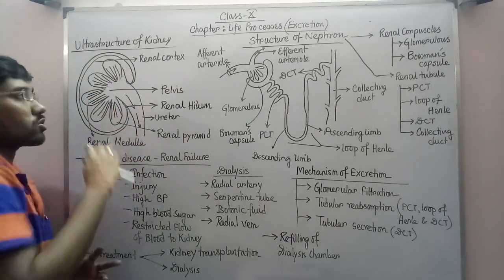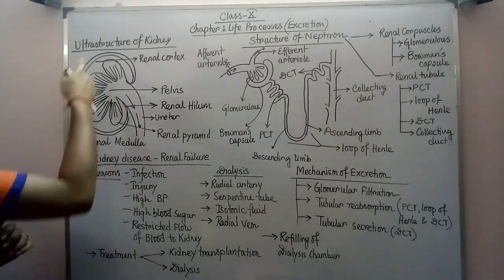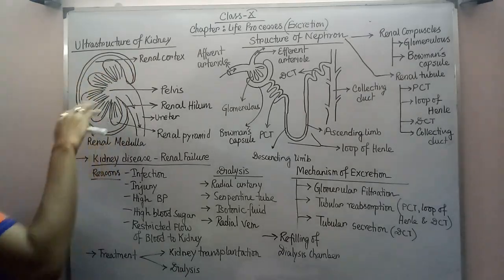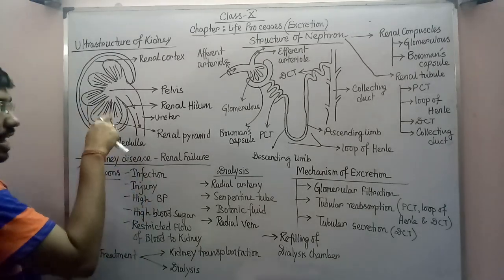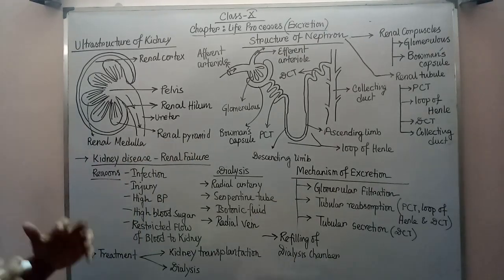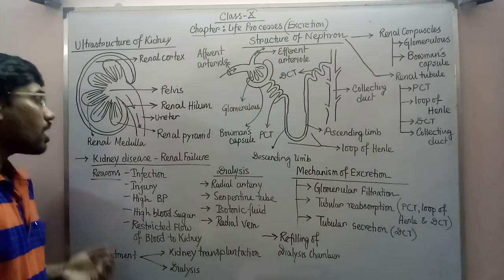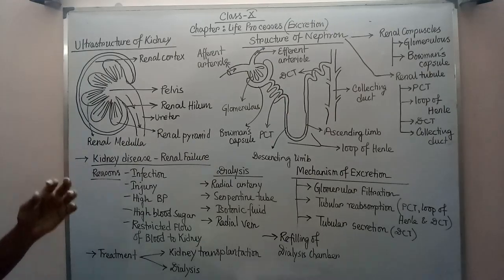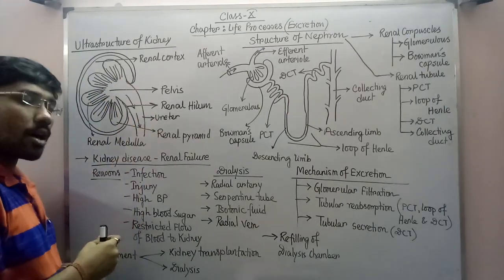So this is the overall structure of the kidney, which we have to keep in our mind. The outer covering is the renal capsule, then the renal cortex is the peripheral portion, then the middle portion is the renal medulla. The renal medulla is made up of pyramid-like structures known as renal pyramids. Those renal pyramids contain the nephron as well as several other kidney tubules. These renal pyramids are all joined in a common area, the renal pelvis. From the renal pelvis only, the ureter comes out.